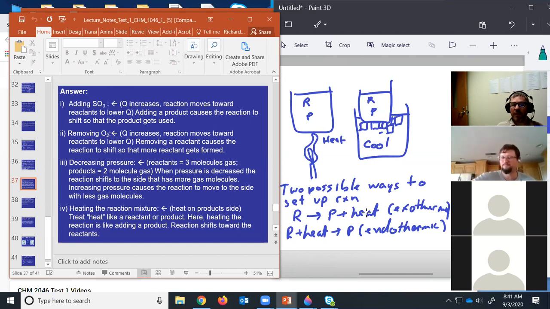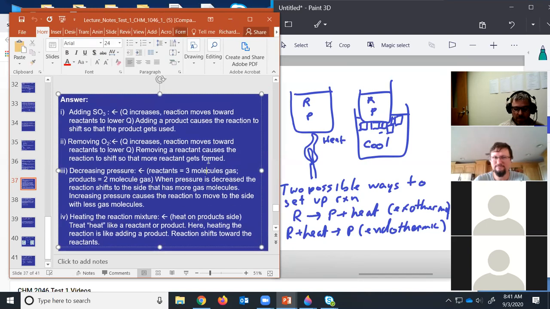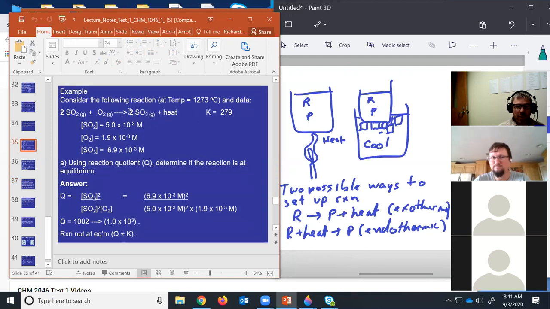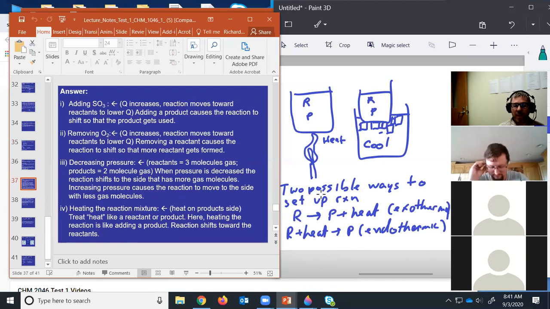Now remember, you'll always know if the reaction was exothermic or endothermic. So how will you know? You'll know because you'll be given a reaction that has heat either on the product side or the reactant side. So you'll always know whether it's exothermic or endothermic. Then you have to figure out what happens when you heat or cool the entire reaction mixture. So you're not just taking heat or cooling from one side, it's the whole thing that you're doing here.